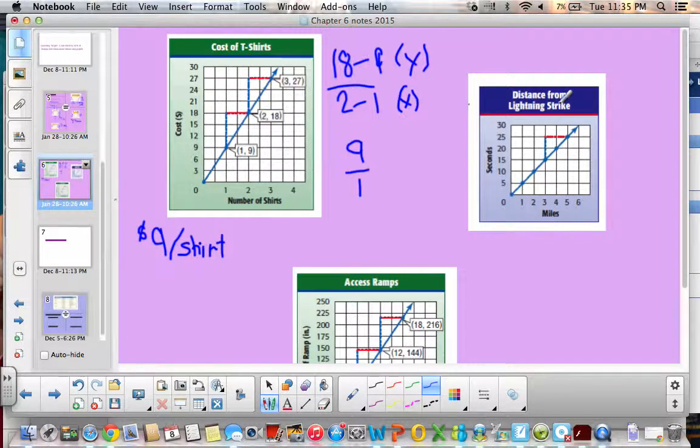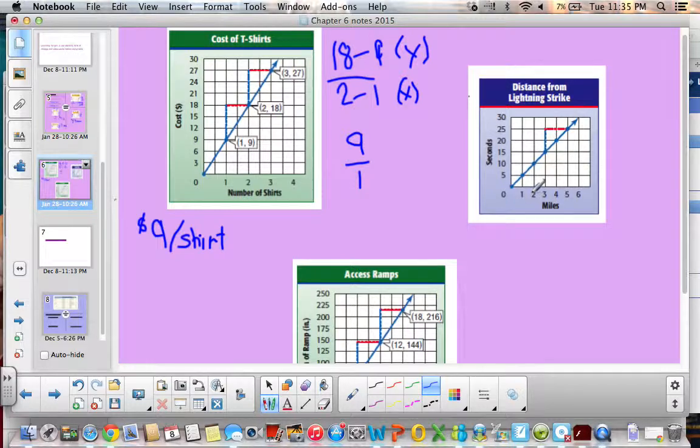All right, distance from lightning streak, so we have miles and seconds. So here I don't have any points labeled, and I have quite a few points right on the grid line, so it's easy for me to tell. But normally what I want to do is just pick 2 points that are really easy for me to tell the points of. So here I see that this is (3, 15), so I'm going to take that point, and then (5, 25).